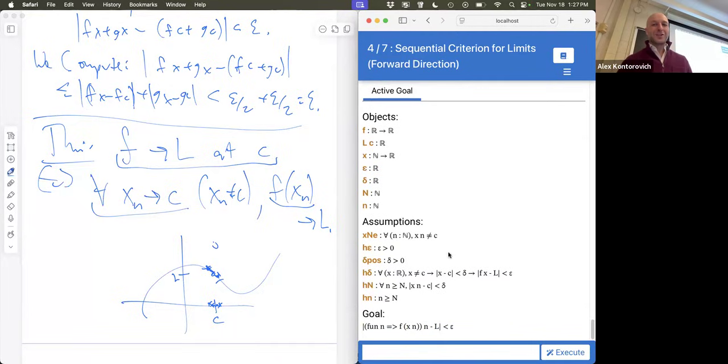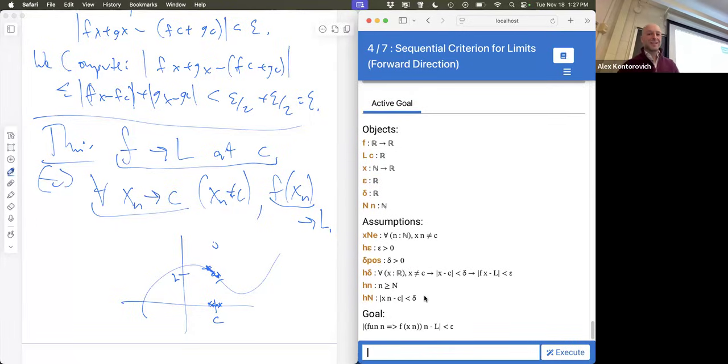So what should I do with h capital N? What should I do? Keep it away. Sure. Exactly. Okay, great. Specialize h capital N to little n and hn. So now we know that x_n minus c is less than delta.